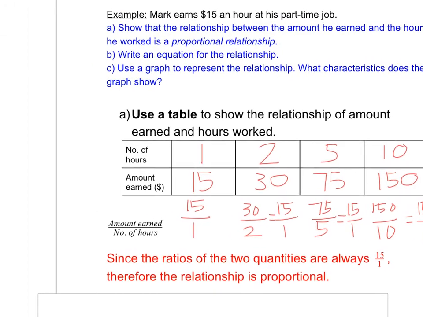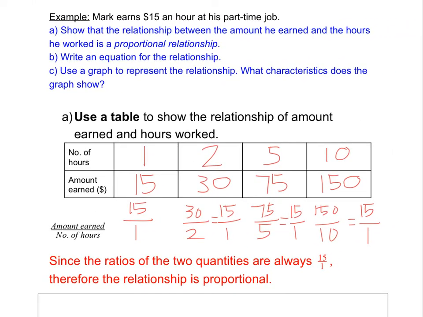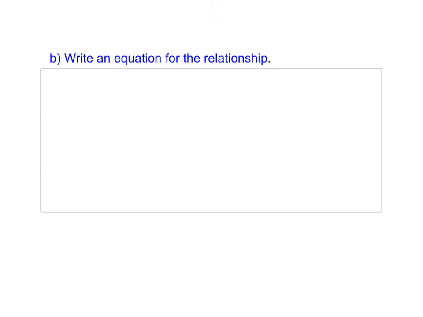Since the ratios of the quantities are always 15 to 1, therefore the relationship is proportional. Okay, so this is our conclusion for part A. So now we answered part A. So let's continue with part B. Write an equation for the relationship.